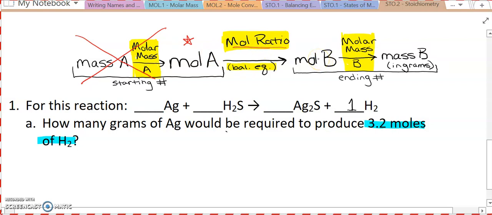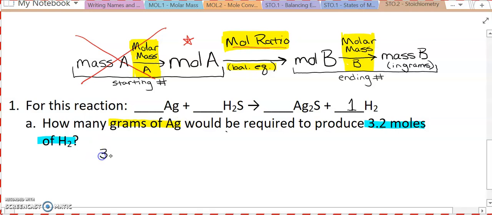If I take a look at my units, then this question says how many grams of silver would be required to react with 3.2 moles of hydrogen. So this time, I'm not going to stop at moles. I have to use the molar mass of silver to be able to get it to the mass of silver the problem is asking me about. Units are going to be a really important part, and it's really important to pay attention to what those are.